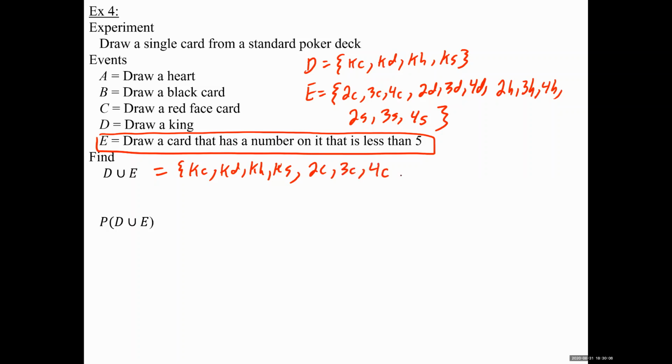Most of the time, I don't ask you to make the list. I just say find the probability. And especially if it's a long list, you'd rather not make the list. But just so we understand how to make the list, I'm going to do it this once. 2 of spades, 3 of spades, 4 of spades. Just list everything in both lists and put them all together in one big list. So there's that. Okay, now let's do this probability of D or E.